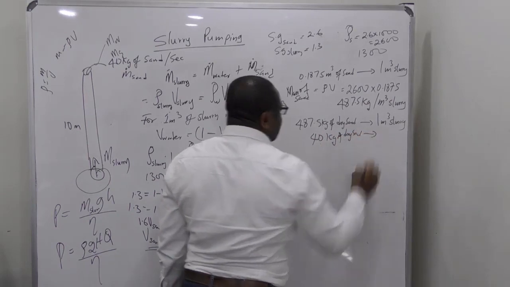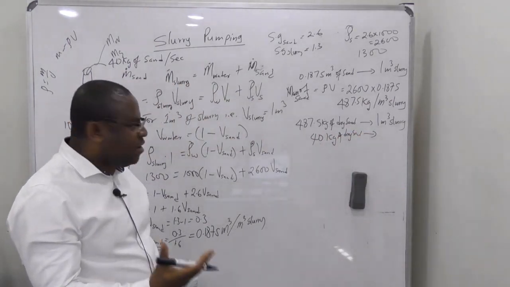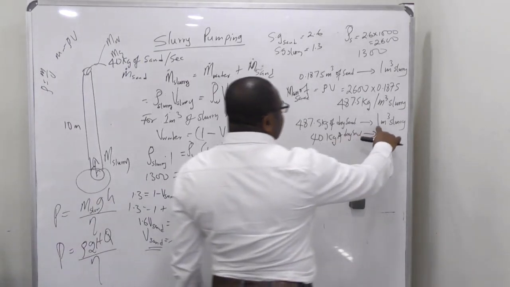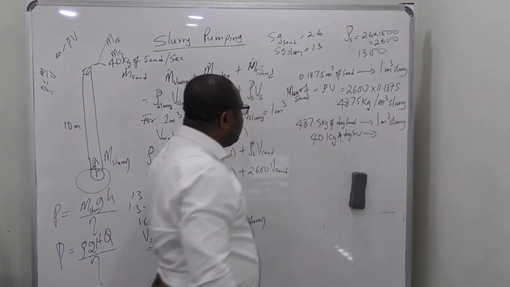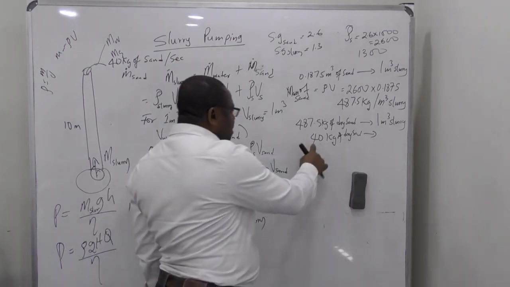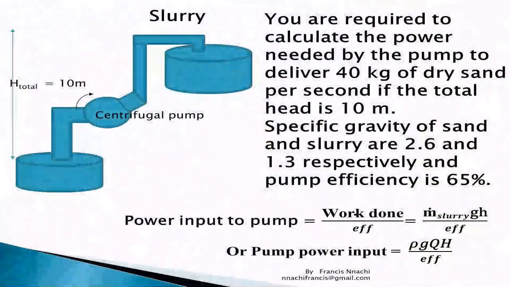So how many meter cubed will that be? What will be the volume of the slurry? Because the volume of slurry for 1 meter cubed will be able to deliver 487.5 kilograms. Now, what if I need to deliver this? Because from the equation, we are told that we need to deliver 40 kilograms.